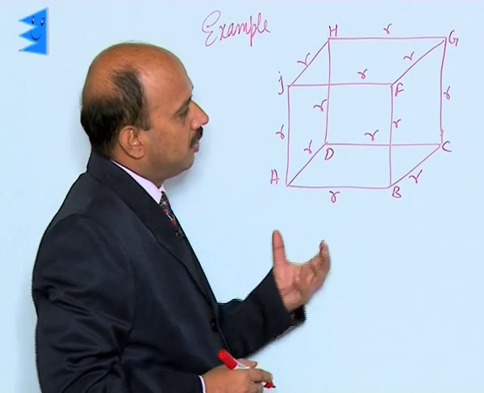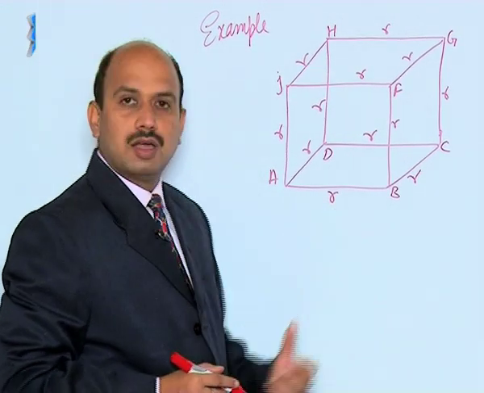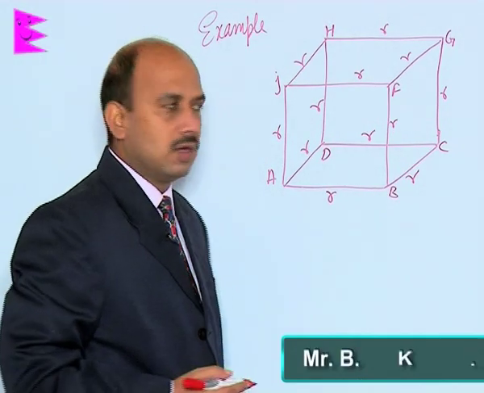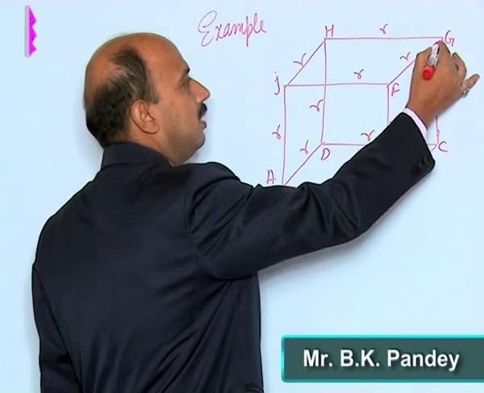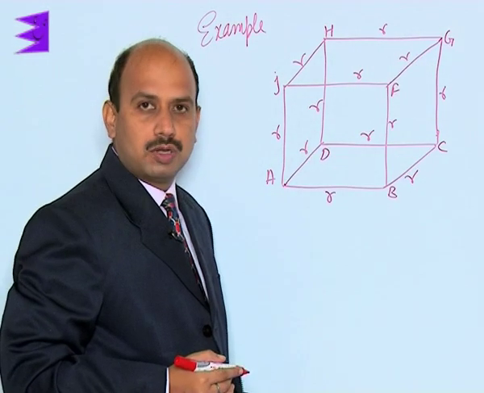Now say this is the cube made of wires having the resistances R. Every side has got the equal resistance small r. Now we have to calculate the net resistance between A and G, diagonally opposite corners.